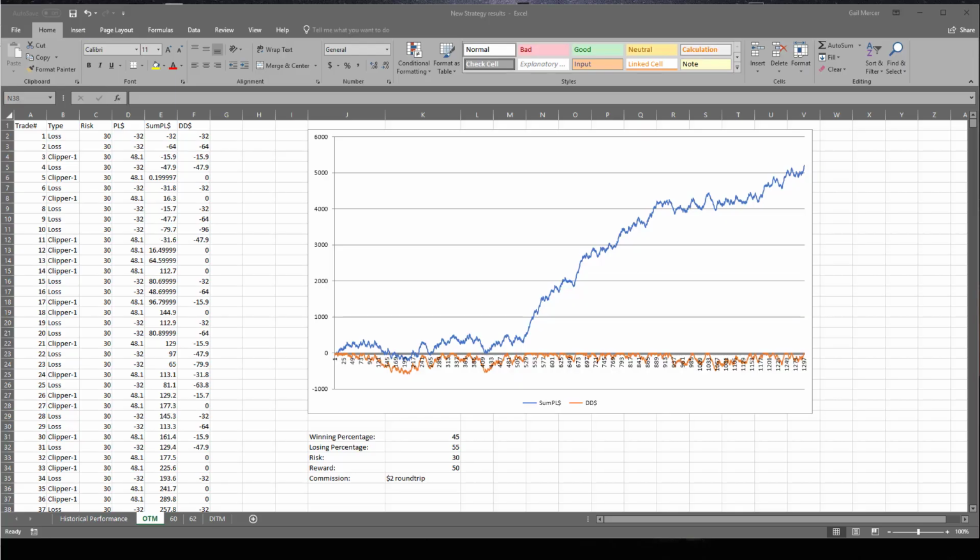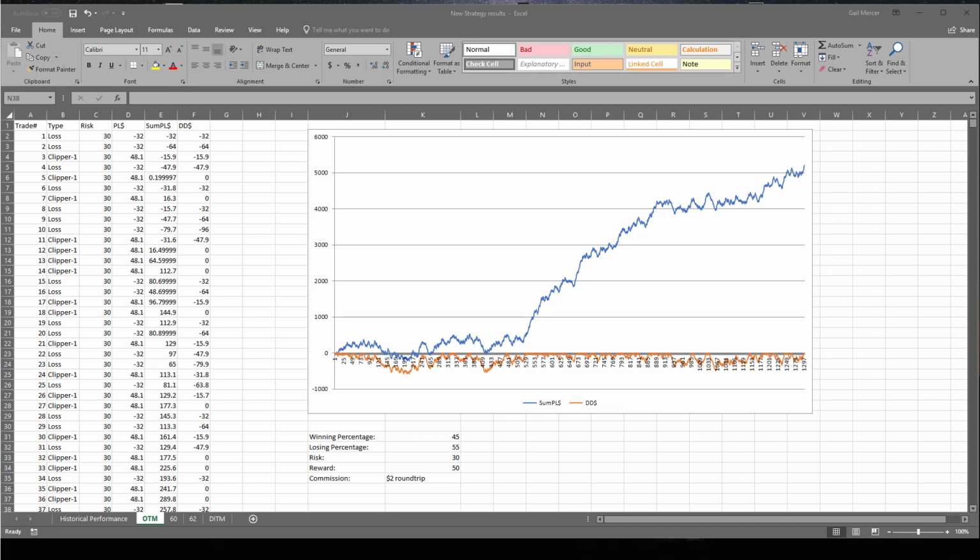Now, this is a graph that shows the winning percentage is 45%, the losing percentage at 55%, your risk is 30, your reward is 50, and your commission is $2 a round trip. Now, this is using out of the money binary options, okay? And this is the chart that shows not only what you would have made, but also your drawdown. And the drawdown is really important because it's the number one reason that most traders fail.